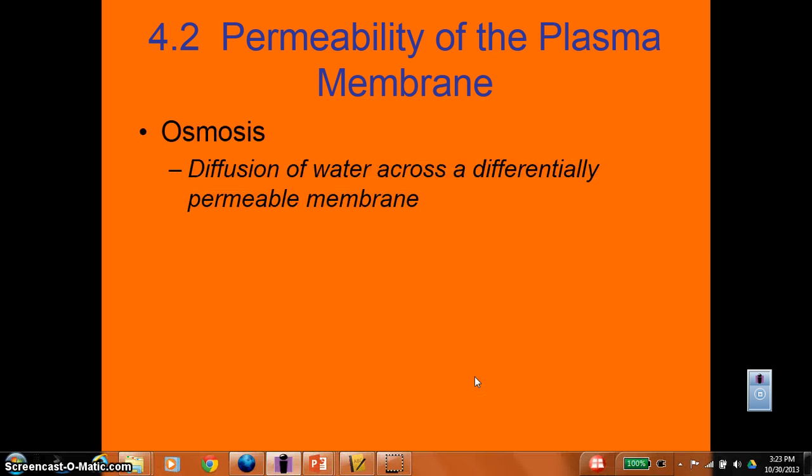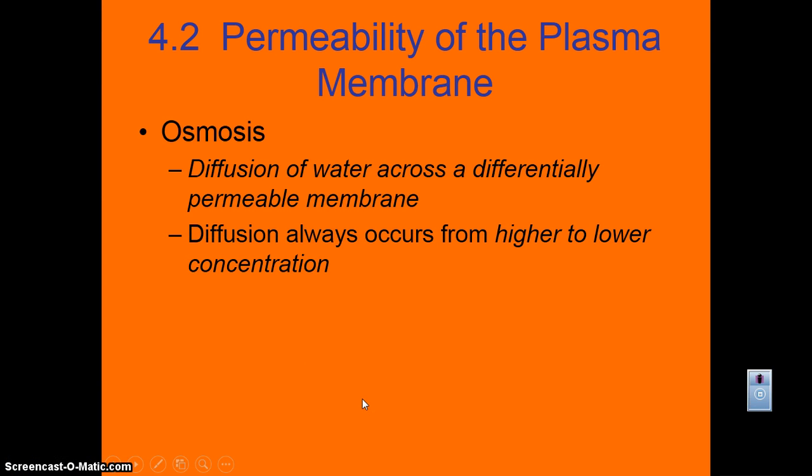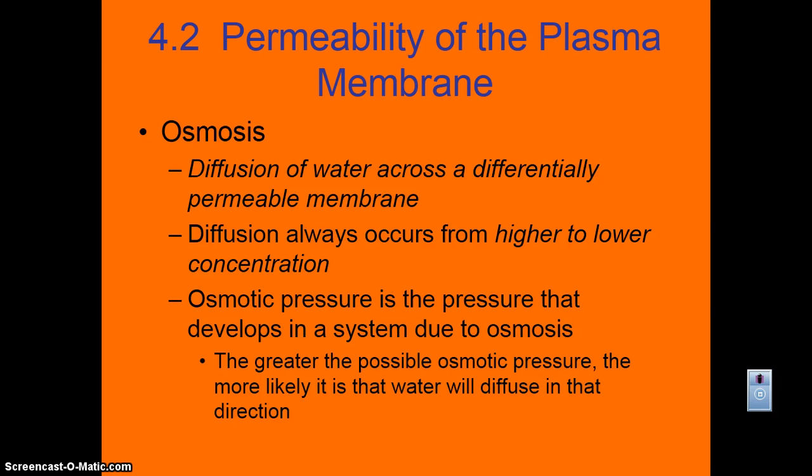Osmosis is a special case of diffusion, and you need to memorize this definition. It's the diffusion of water across a differentially permeable membrane. So this is movement of water from an area of greater to lesser concentration because it's diffusion across the membrane. Diffusion always occurs from higher to lower, and we're going to talk about osmotic pressure. It's the pressure that develops in a system due to the flow of osmosis, or the flow of water across the membrane. The greater the possible osmotic pressure, the more likely it is that the water is going to diffuse in that particular direction.